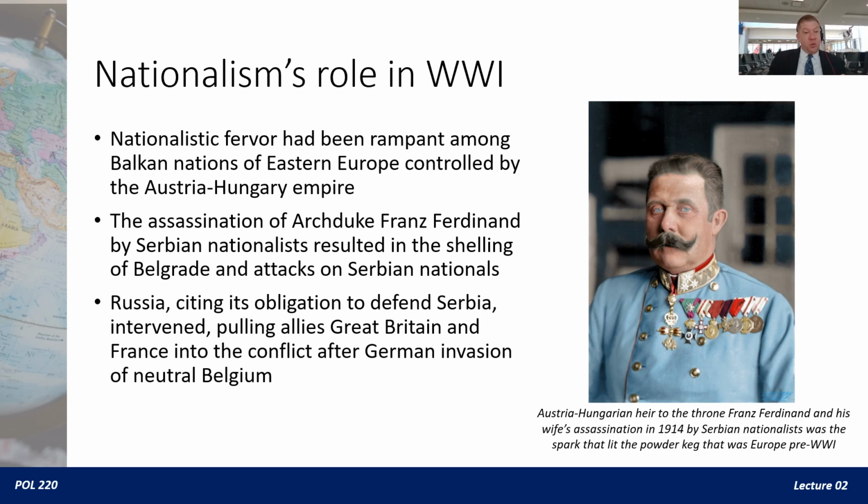Which naturally led to a lot of conflict here. Eventually, this culminated in the assassination of Archduke Franz Ferdinand, who you see pictured here, by Serbian nationalist groups. In response to that, you had the shelling of Belgrade and attacks on the Serbian nationals. How did this result in the beginning of World War I?